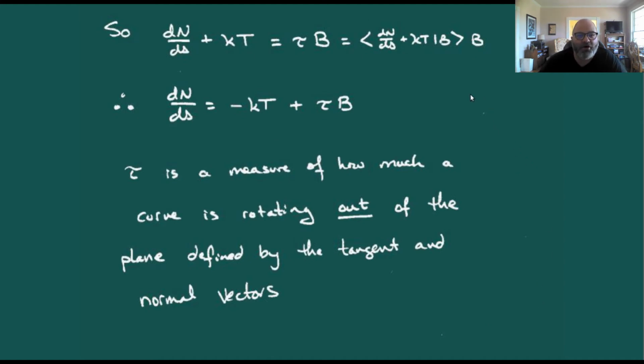And so putting all of this together, our orthogonal complement was the torsion times the binormal vector, and that was our projection onto that direction. If we put these things together, we get that the derivative of our unit normal is just the negative of the curvature times the unit tangent, plus the torsion times the binormal vector. And so again, that torsion is giving you the measure of how much this curve is rotating out of the plane in which it's contained.